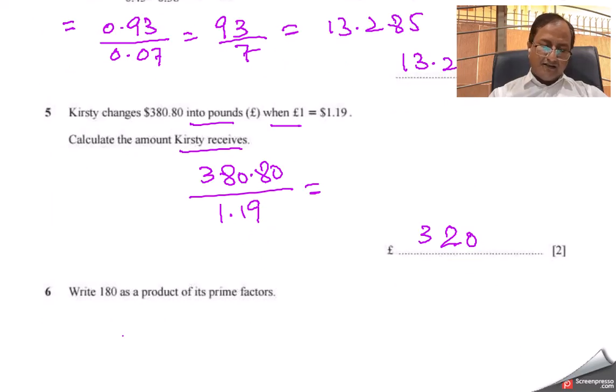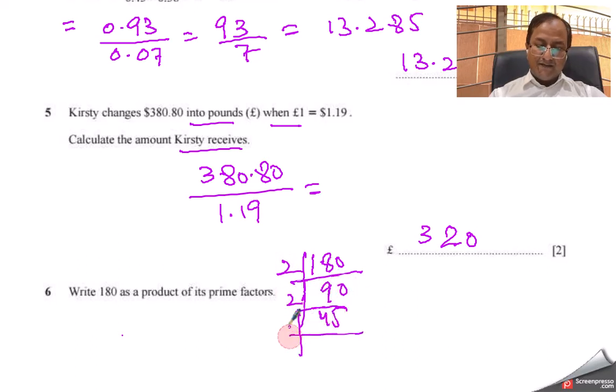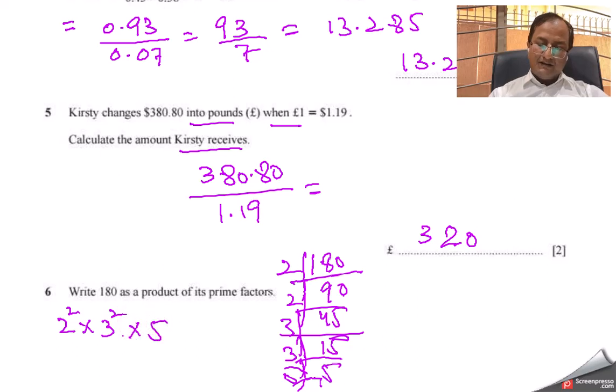Now write 180 as a product of prime numbers. We are supposed to find the product of prime numbers. We start with 2, and it gives us 90. 2 gives us 45. We have 3 with 15, 3 with 5, and 5 with 1. We have the prime factors 2 squared, 3 squared, and then 5. This is basically 180 as a product of prime factors.